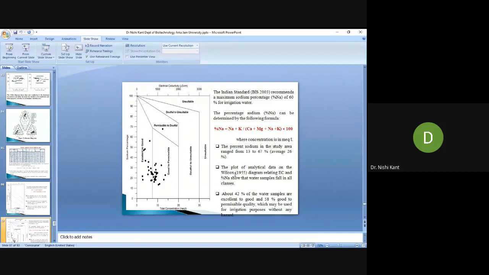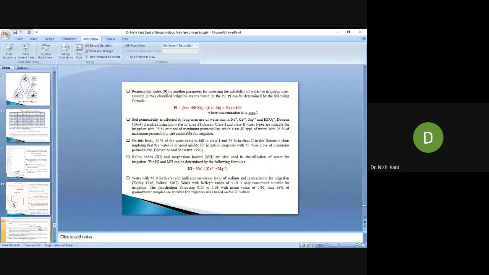This is also the Wilcox plot diagram relating electrical conductivity and percent sodium, which shows that the water samples fall in all the classes. About 42% of the water samples are excellent to good, and 58% are of good to permissible quality, which may be used for irrigation purposes without any hazard.